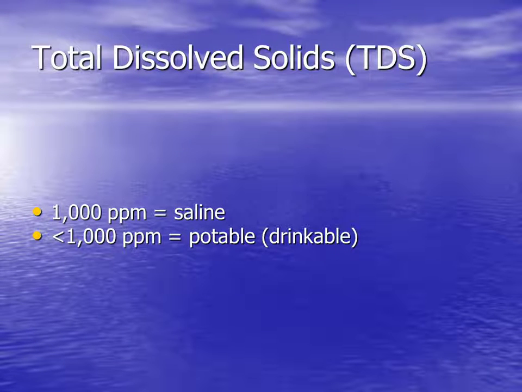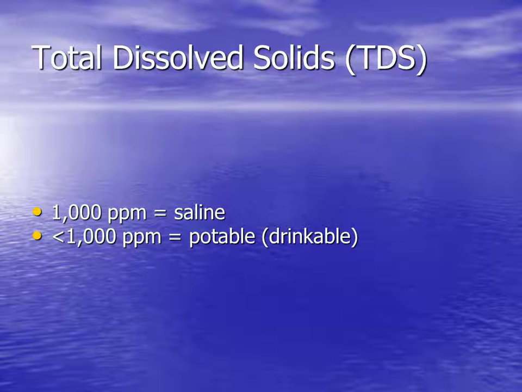The total amount of salts in solution is a pretty easy measurement to make, and it's also a pretty significant indicator of water quality, at least as a generalization. There's a cutoff, if you will, between fresh water and saline water that we put at about 1,000 parts per million. That's milligrams of salt per liter of solution. Less than that, we call the water potable, or drinkable.